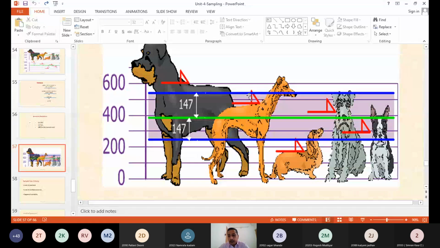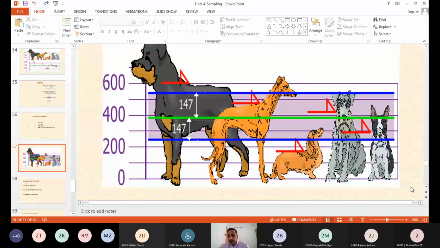Have you understood till this? Yes. Any query in this? Any query? Yes. So we have understood what is variance, what is standard deviation.